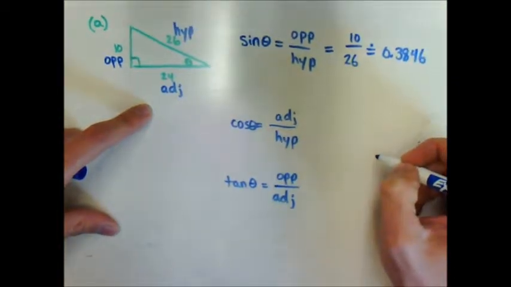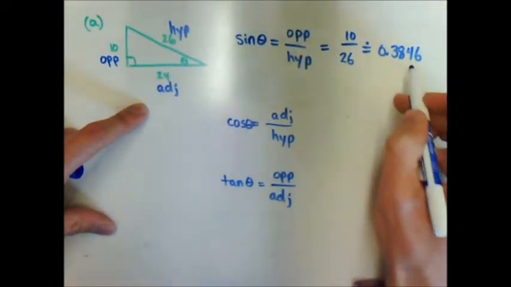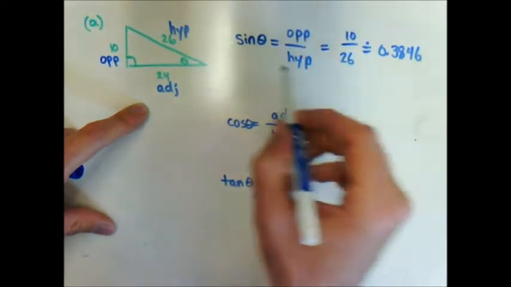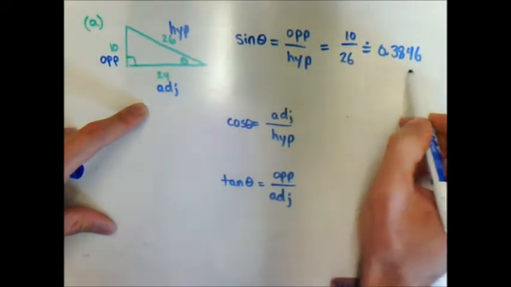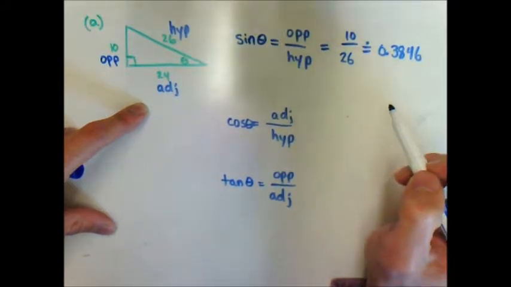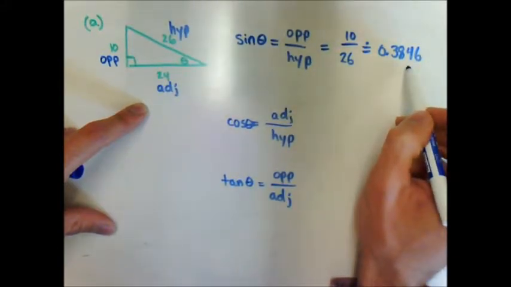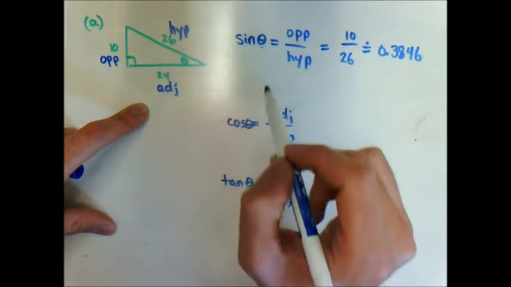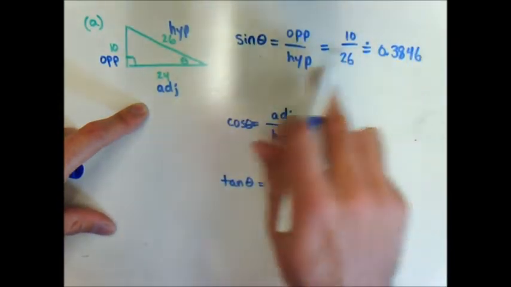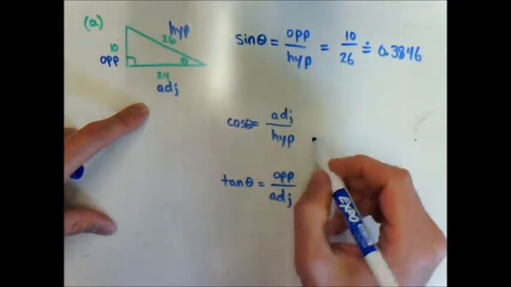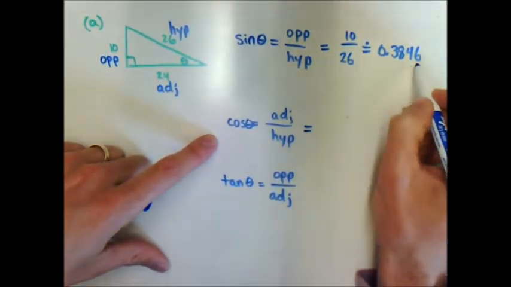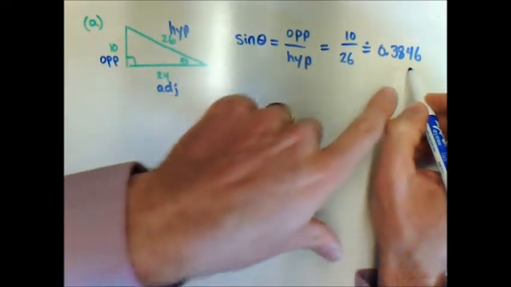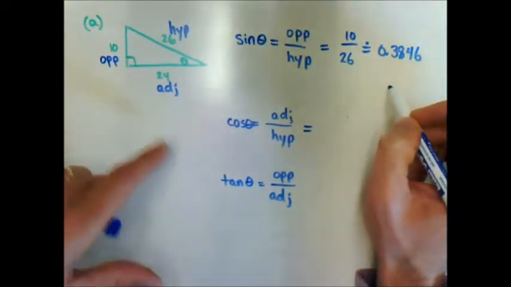Throw that in my calculator, and I will get approximately 0.3846. And we remember that it's important to keep at least 4 decimal places when we are calculating the ratio, because in subsequent examples we would use that ratio to calculate the angle. So this ratio needs to be very precise in order to get an accurate measure of our angle theta. This is the sine ratio for angle theta in this triangle.